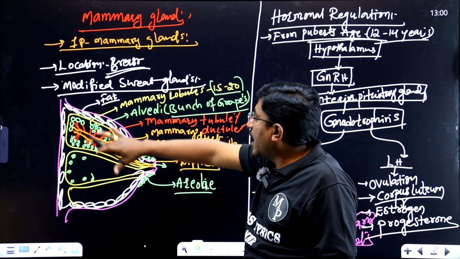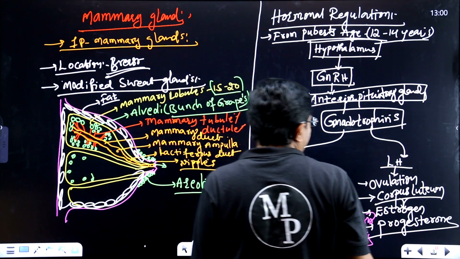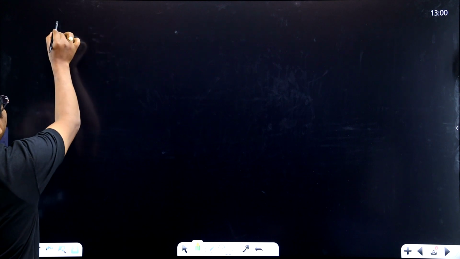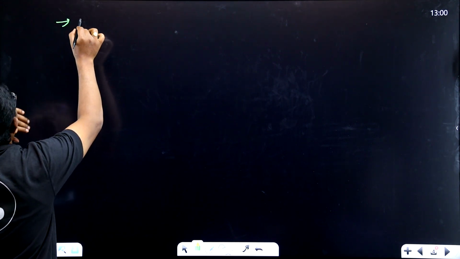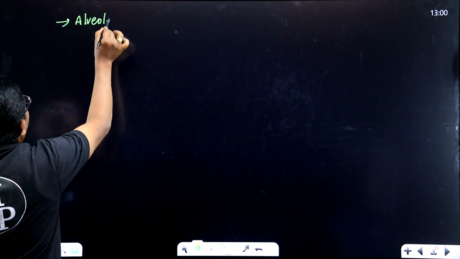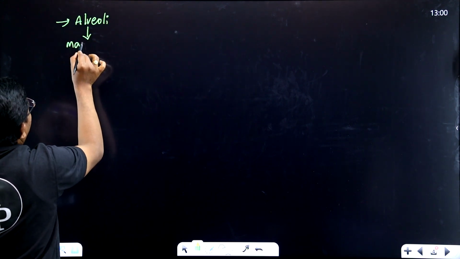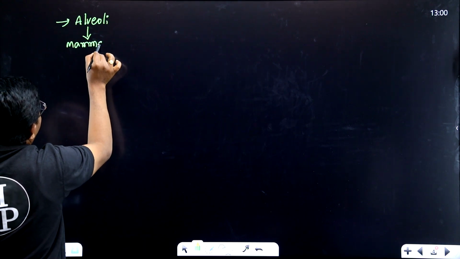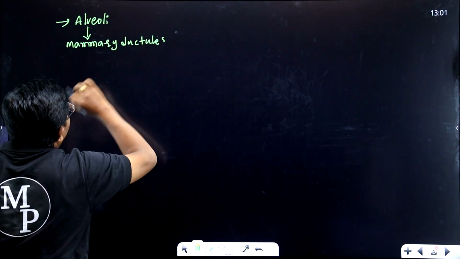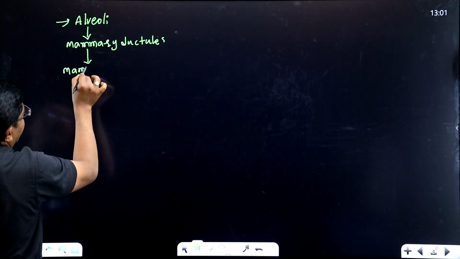It is very clear. Now I'll write the chronological order of milk movement. First, alveoli. The group of alveoli open into the mammary ductules. The group of mammary ductules are fused and form the mammary duct.